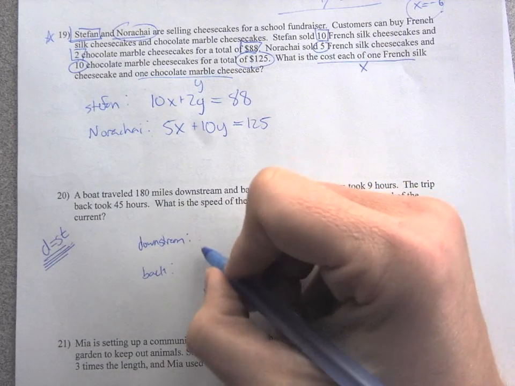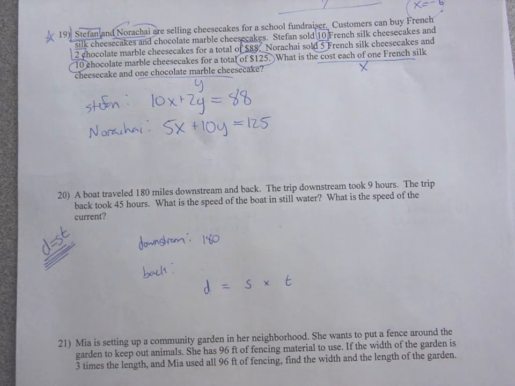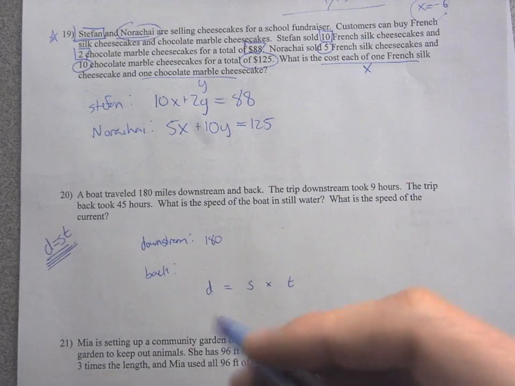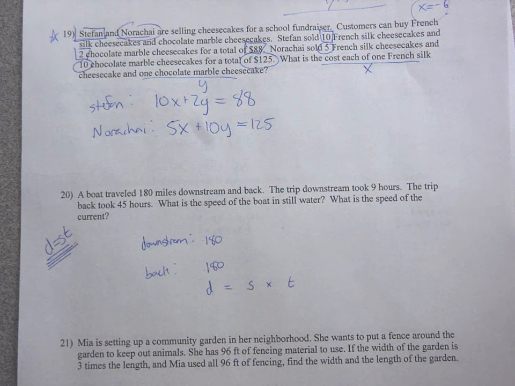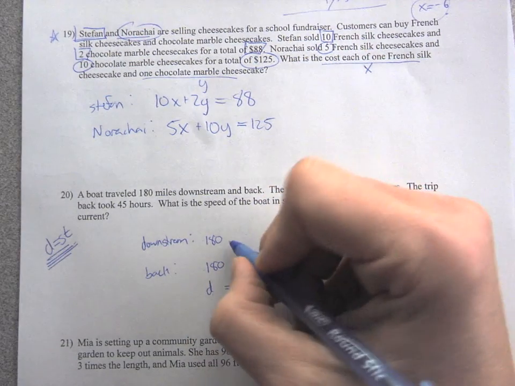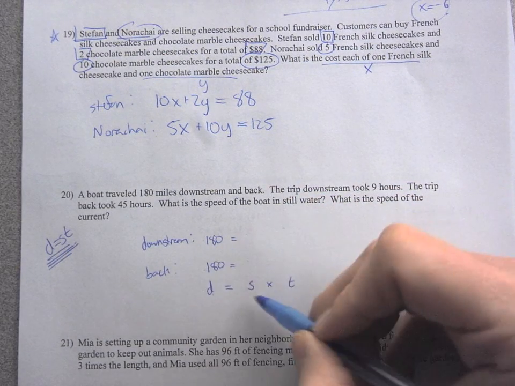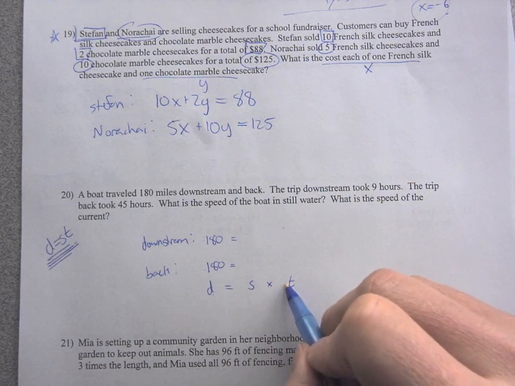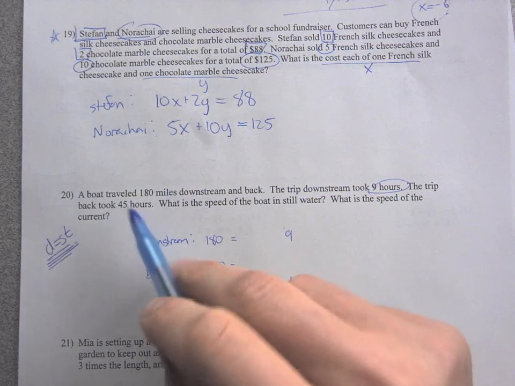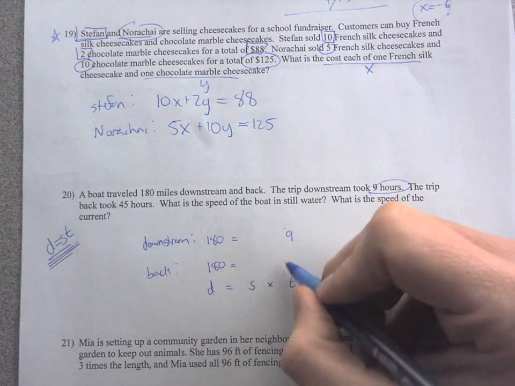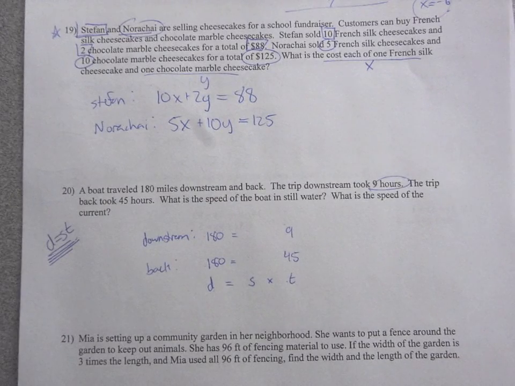Okay, the boat traveled 180 miles downstream. That's D for downstream. But then it went back, and it had to go the same distance back. So that means the distance has to be the same for both of them in this case. Okay, equals equals. Right, so we're just using this as a template. Here's the D, here's the D. Okay, next is S. I'm going to skip that for now. Let's go to time. So the time for the downstream trip was 9, and the time for the back trip took 45. Okay, question. Why did it take so much longer to get back?